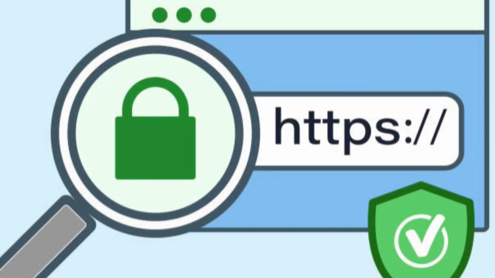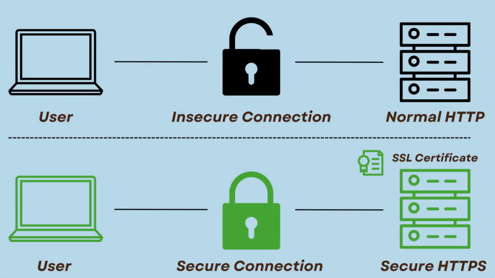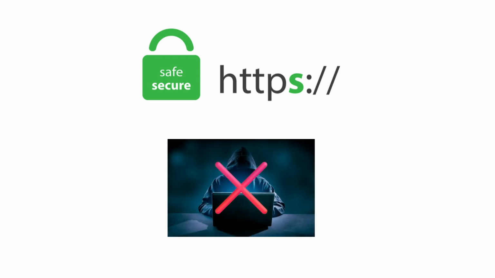Most modern websites use HTTPS, which is just HTTP with encryption. Before any real data is exchanged, your browser and Google's server perform an SSL or TLS handshake. They agree on encryption methods and exchange certificates to verify identities. This ensures that your connection is private and secure, preventing hackers from snooping.